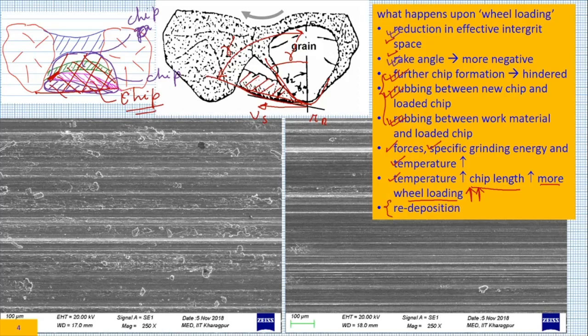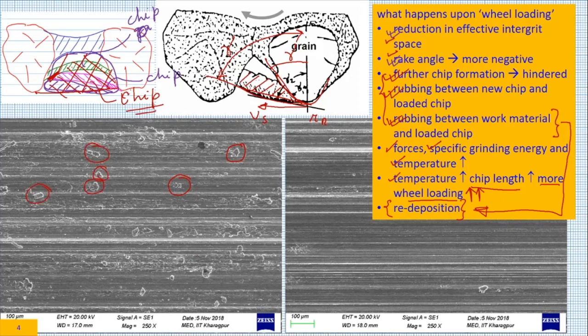And there is the problem of redeposition. Redeposition comes from where? Redeposition comes from this point. What is redeposition? Rubbing between work material and loaded chip. This leads to deposition of this chip back onto the ground surface. You want your ground surface to be clean. It should give you proper tolerance and surface finish. But unfortunately, what you are having on the ground surface, you have enormous amount of redeposition.